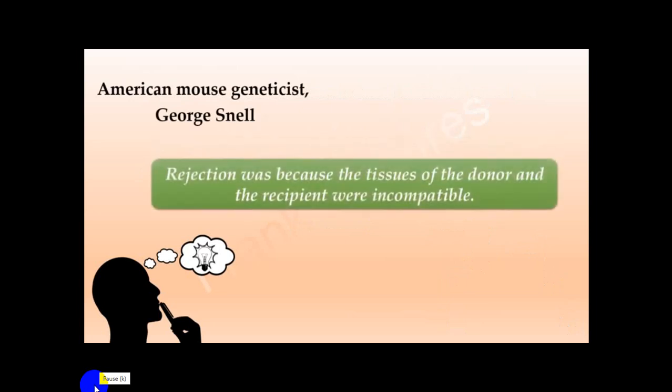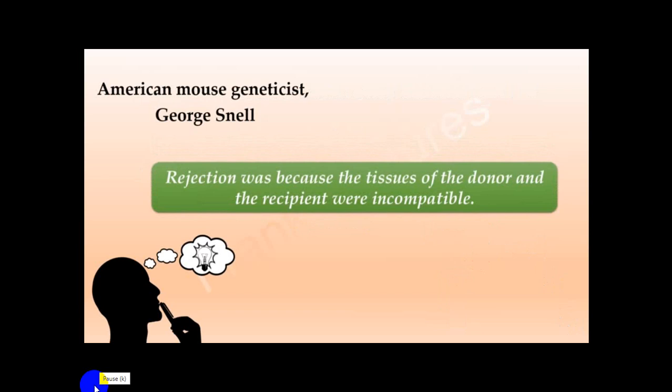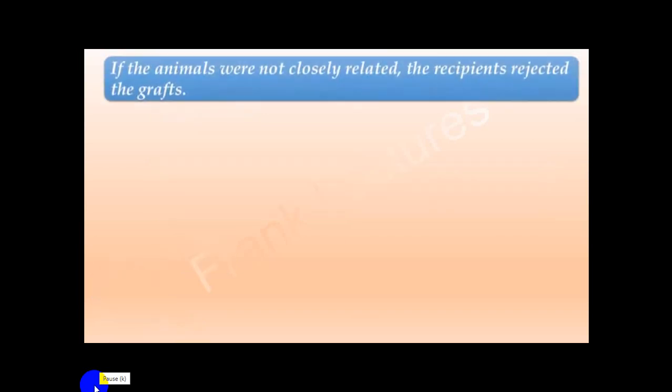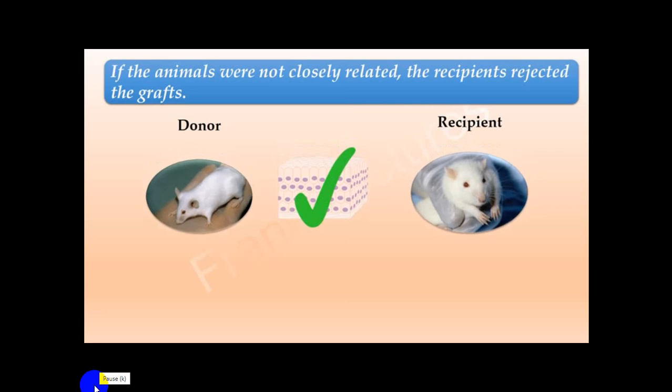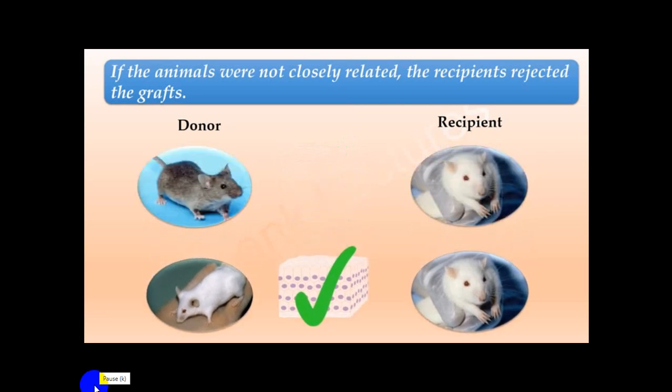He gave the reason that this rejection was because the tissues of the donor and the recipient were incompatible. In other words, it was discovered that if the animals were not closely related, the recipients rejected the grafts. So, if the donor mouse and the recipient mouse are of the same genetic background or same inbred strain, the transplanted tissue is accepted by the recipient. However, if the donor and recipient mouse are of genetically different backgrounds or different inbred mouse strains, the transplanted tissue is rejected by the recipient.